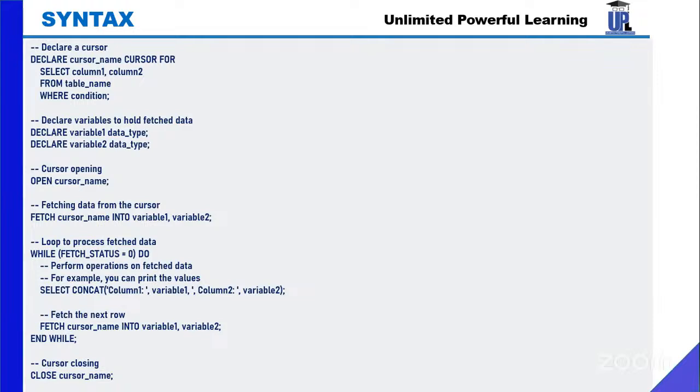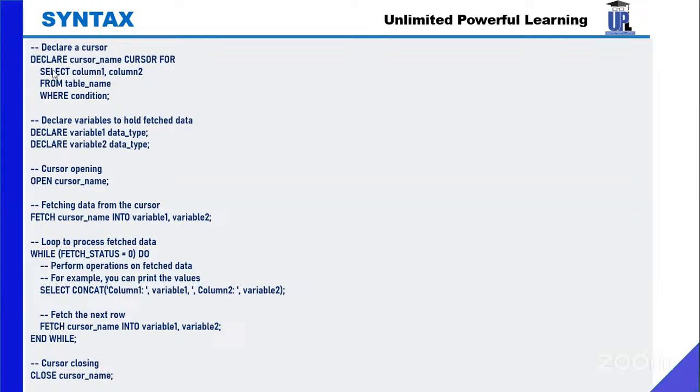Let us try to understand how exactly we are going to build it. First you have to understand the declaration part, then opening the cursor, then how you fetch the details, and then how you check whether the cursor has reached the end of the data or not. We perform some operations in a while loop, and then we close the cursor. So these are the standard steps we follow when writing a cursor.